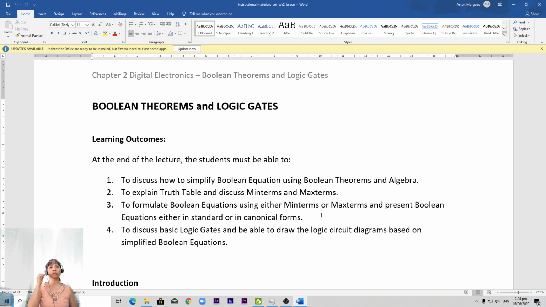So at the end of the lecture, the students must be able to simplify Boolean equations using Boolean theorems in algebra, explain truth tables, and discuss minterms and maxterms to formulate Boolean equations using either minterms or maxterms, and present Boolean equations either in standard or in canonical forms. Then discuss basic logic gates, and be able to draw the logic circuit diagrams based on simplified Boolean equations. Okay, so let's get started.